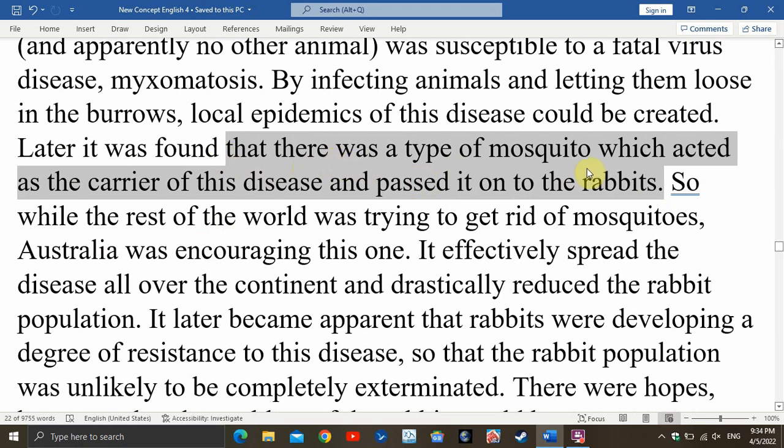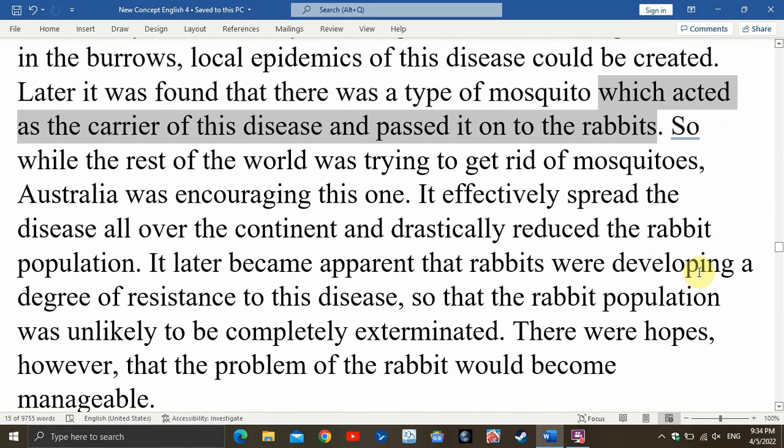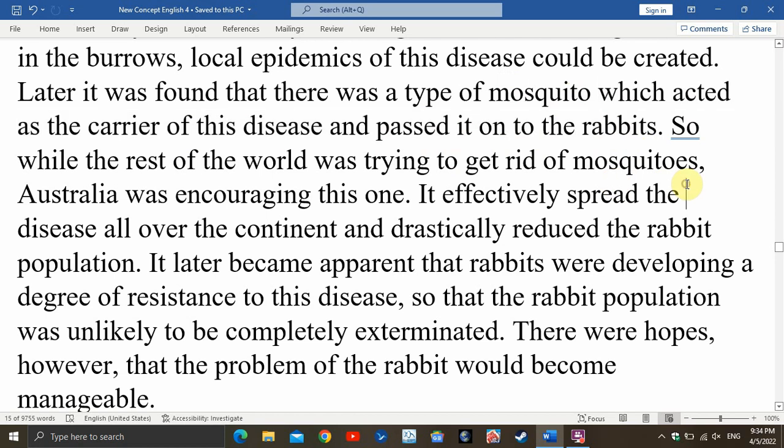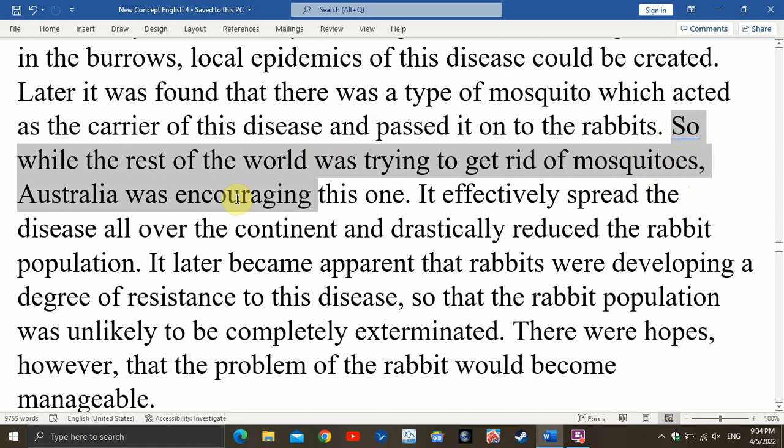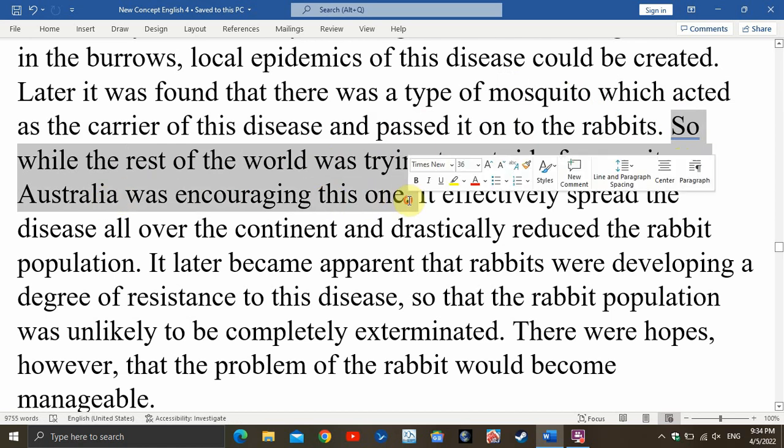there was a type of mosquito，那么这个 which acted as the carrier of disease and passed it on to the rabbits，这个是一个定语从句，对不对？那里面有两个谓语并列的，acted as the carrier of disease and passed it on to the rabbits，两个谓语并列。那么这个是定语从句，这个 which 应该指这个 mosquito，这个 mosquito acted as. 好，那么后面。So while the rest of the world was trying to get rid of mosquitoes, Australia was encouraging this one.